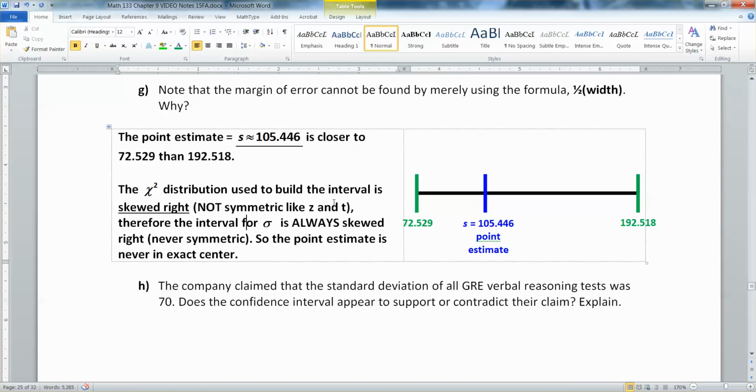That's why for z intervals and t intervals, you can do that. For proportions and means, you're totally fine. Mean plus or minus the error, good. Or proportion plus or minus the error. But for chi-square ones, it won't work. And it's because the point estimate is always a little bit to the left of the center. Actually, sometimes quite a bit to the left of the center.